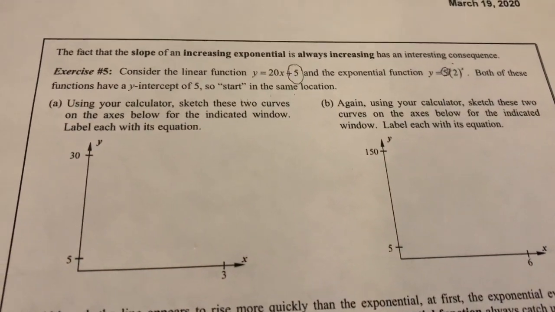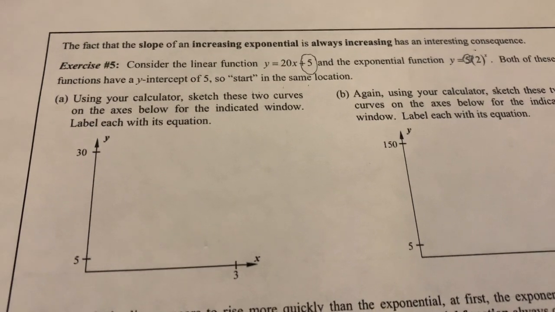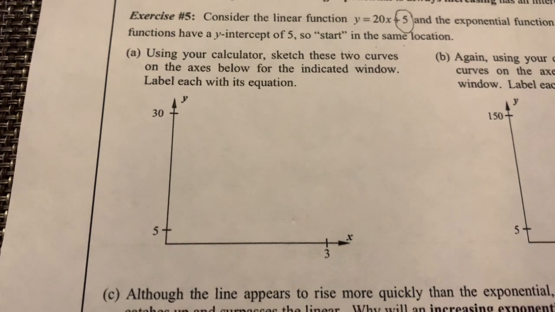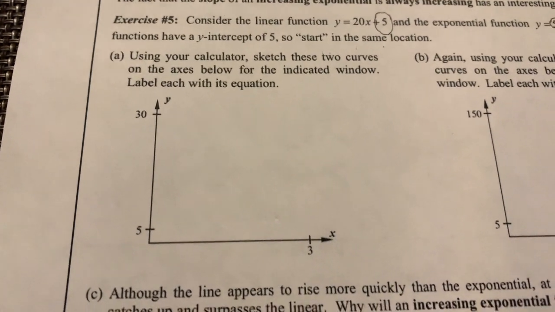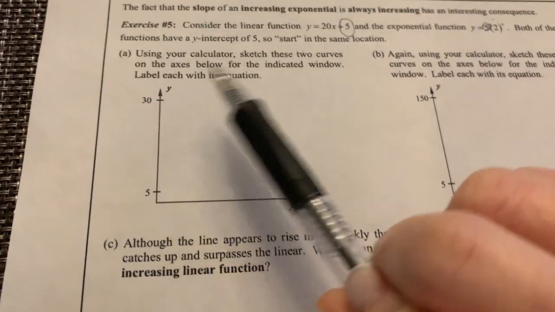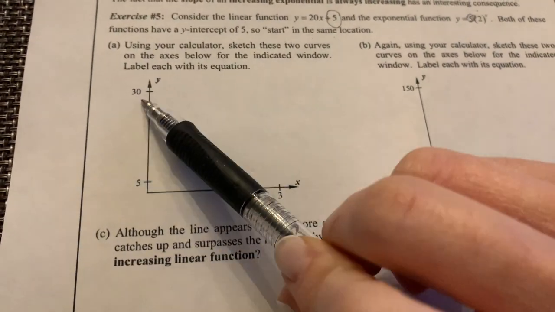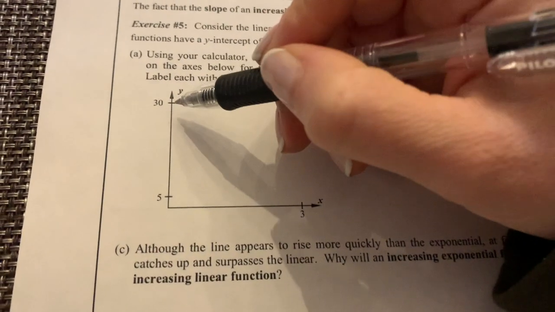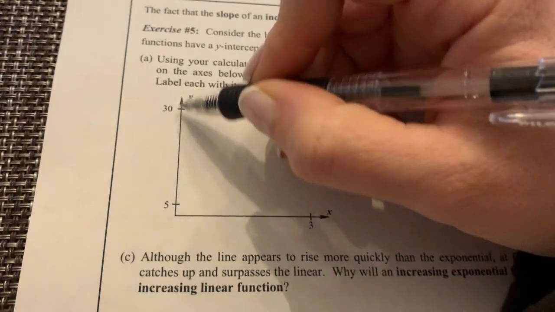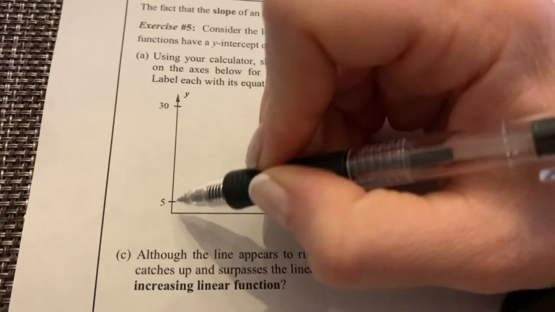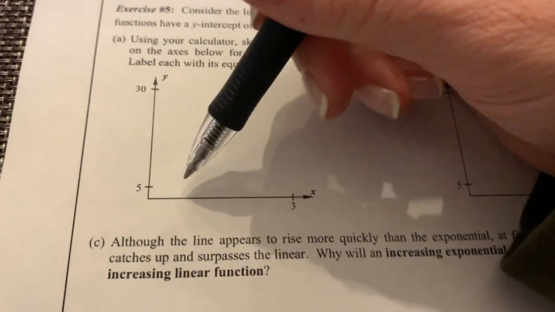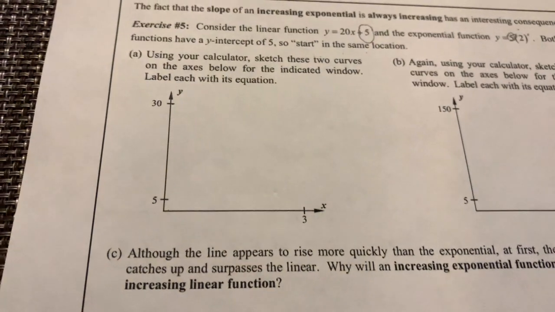So we're going to compare how they increase. Notice it says using your calculator, we're going to sketch these two curves. Remember, sketch means you don't have to be exact. And we're going to use the indicated window. When I say the indicated window, look at the graph: on the y-axis, we're going from 0 to 30. You could even go from 5 to 30 if you want. And the x values are going from 0 to 3.